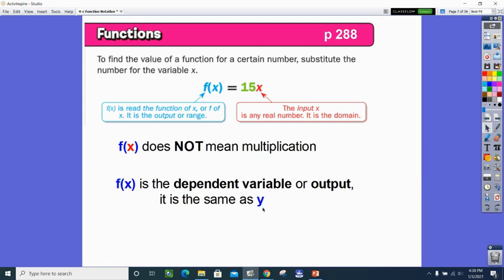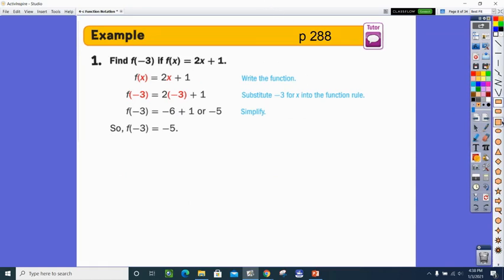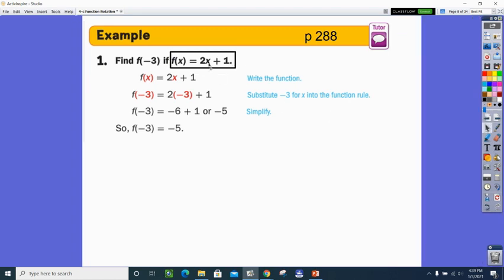Well, why call it a different name? It is more descriptive because it shows you what number goes in, and we will see that as we move forward here. So here's an example. Here is my function rule. Let me just put a box around it so you can see the function rule a little better. Okay, so there's the function rule. And what it is saying is we're going to take an input and multiply it by 2, and then add 1, and we're going to get an output. So here is our function rule.